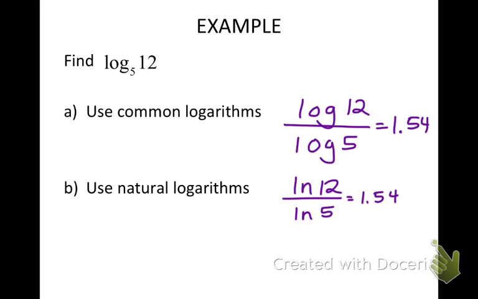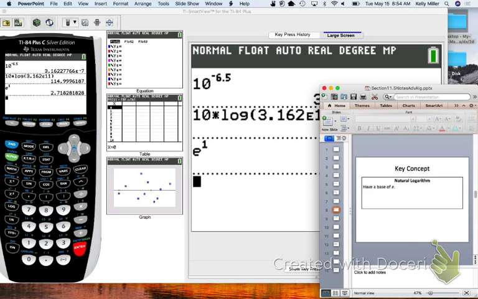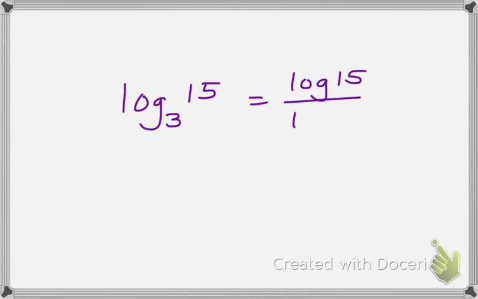Okay, so what would be, no, we don't want to do that. Let's just do one quickly. What if it was log base 3 of 15? Well, it would just be log 15 over log of 3, because your base would be 10, right? So log of 15 divided by log of 3 gets me 2.46 about.